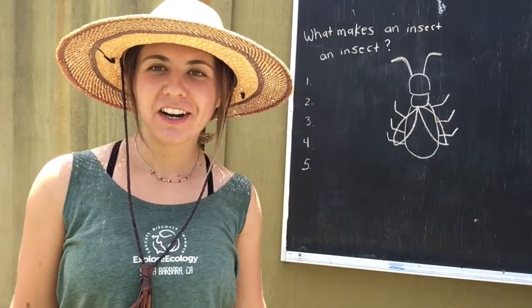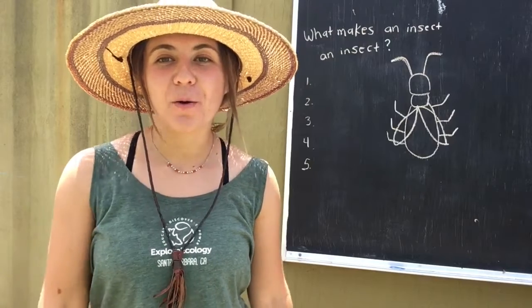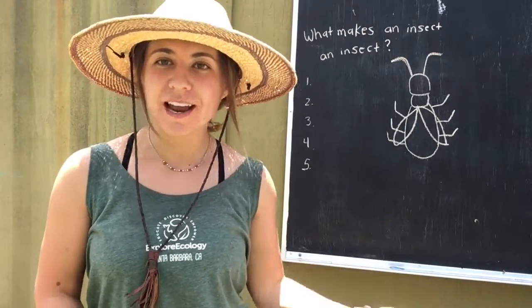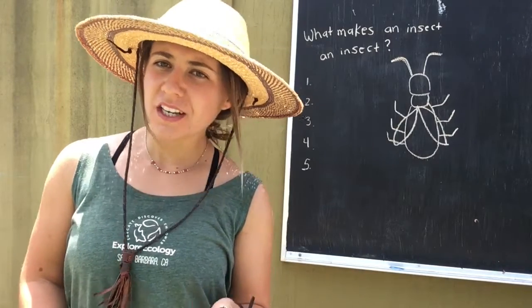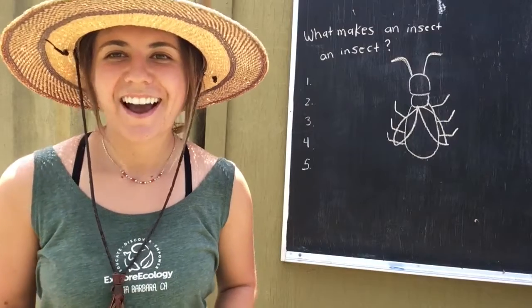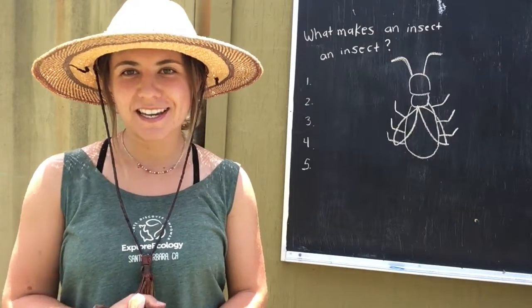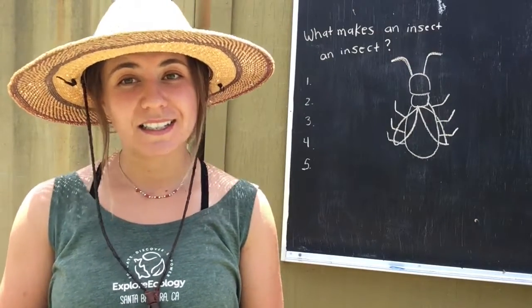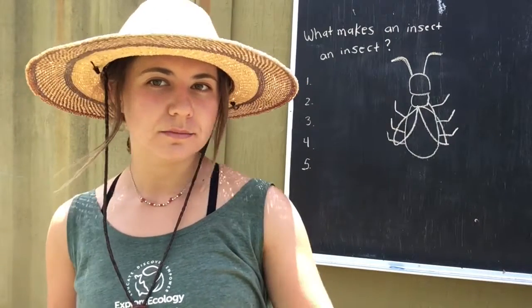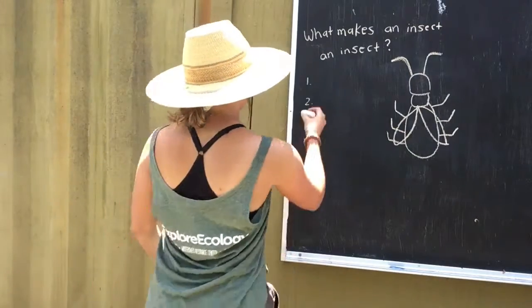Miss Sammy here, and today I want to talk about what makes an insect an insect. So if you'd like to follow along, now's a good time to pause the video, grab a piece of paper, and we'll build our bug together. Okay, so first thing that makes an insect is the exoskeleton. So I'm going to write that on the board and then I'll talk about what it is.